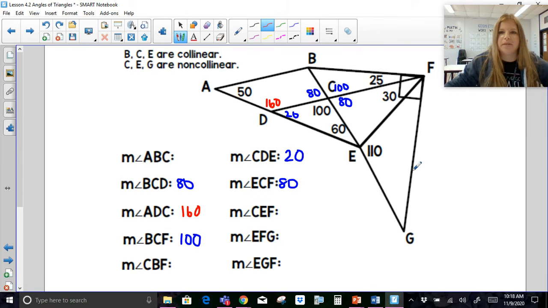Let's see what else we can do. I have a triangle here, BCF. So if this is 100 and this is 25, that's 125. Subtracted from 180 means that this angle is 55. All right, because I'm working with this little triangle here. So CBF is 55.